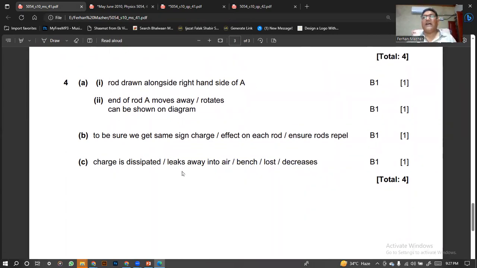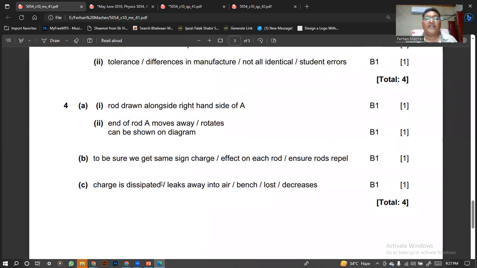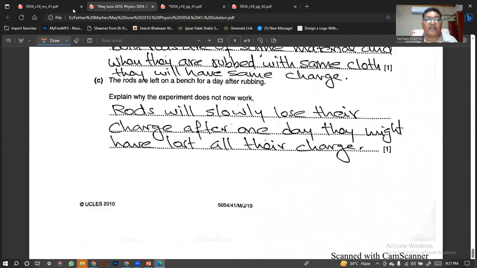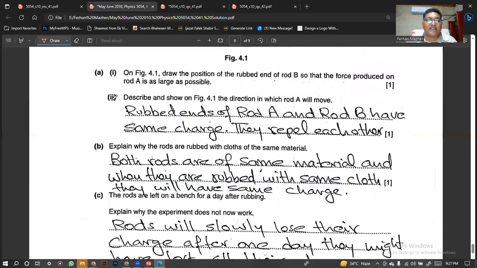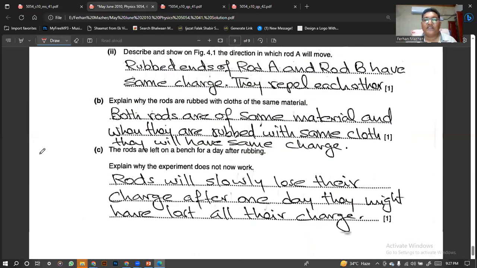Here we have the marking scheme for question number 4. You can pause the video if you want more time with this marking scheme. And these are my answers. This is the whole question number 4.